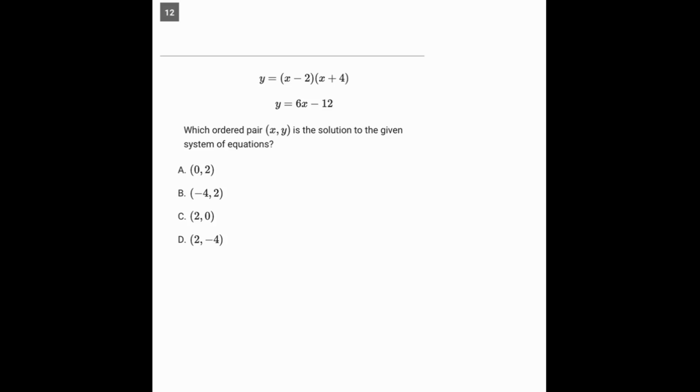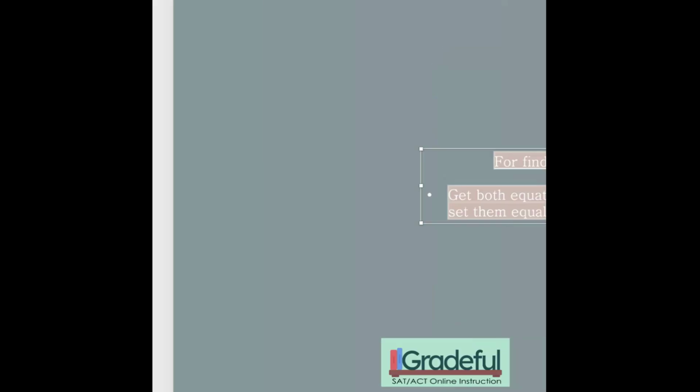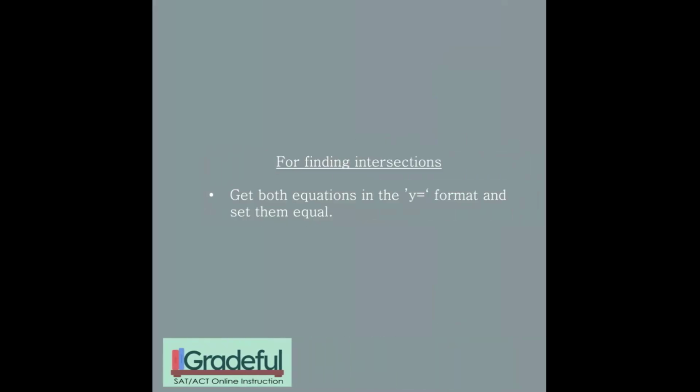Now going over to question 12, here we're hearing that this is a system of equations. We don't really need to be told it's a system. When you have more than one equation and we're being asked about the answer in any way, that's a system of equations. In other words, we're looking for the intersection of these two functions.